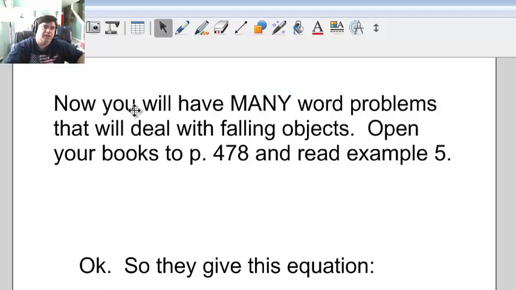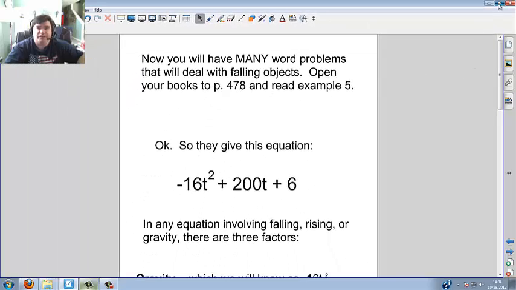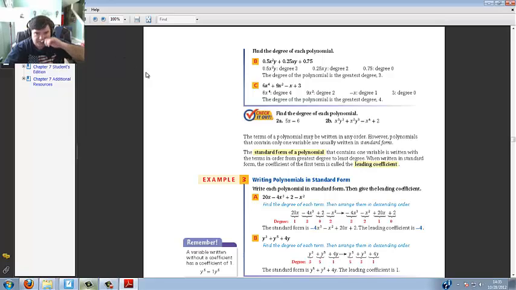And back. Now you will have many word problems that deal with falling objects. Open your books to page 478 and read example 5. Let's make it a little larger. Example 5.